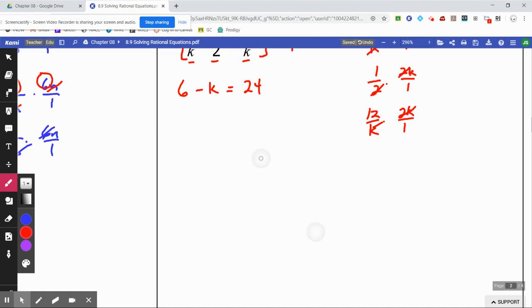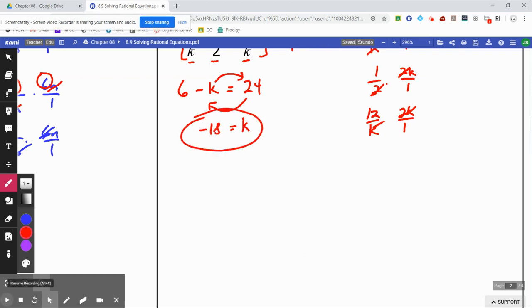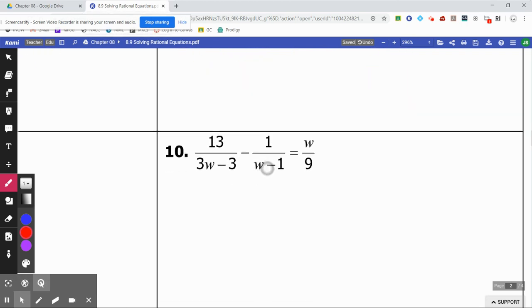Now anytime I have a minus k, I like to move it and then move my number to the other side, and that gives me a positive k when I move it, and 6 minus 24 is a negative 18, and that's your answer. Okay, the next one, number 9.